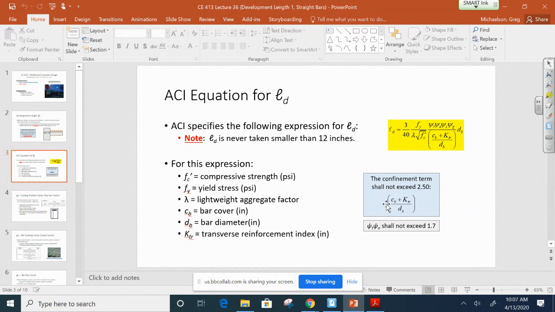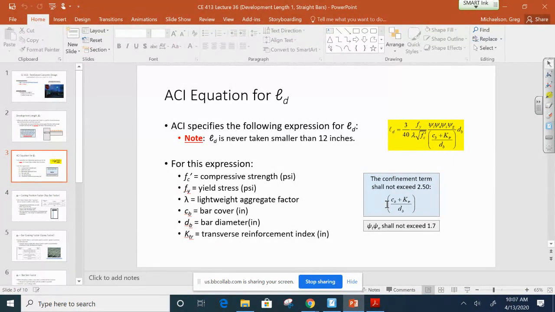Now, for those of you that are in steel design, we're going to have a lecture today in steel design, and the entire focus of that lecture is about a term in steel design called C sub B. It is absolutely not the same thing as the bar cover in concrete design, and that'll become clear after steel design. I just wanted to mention that. KTR is a transverse reinforcement index. Don't worry, we're going to go through all of these step by step.